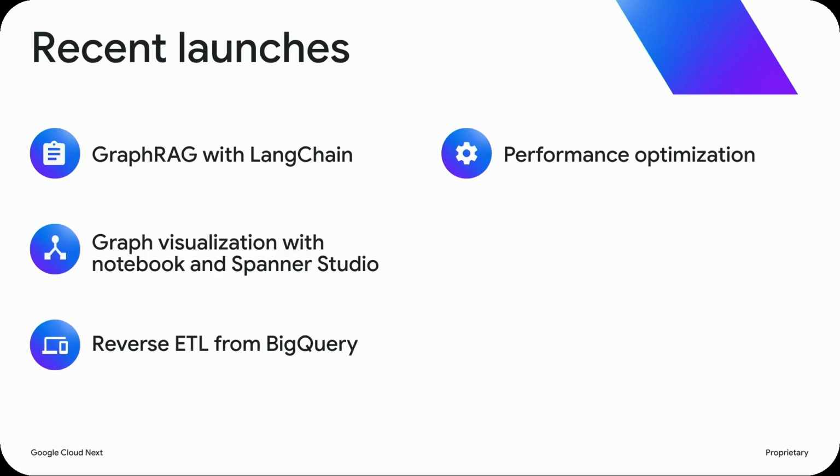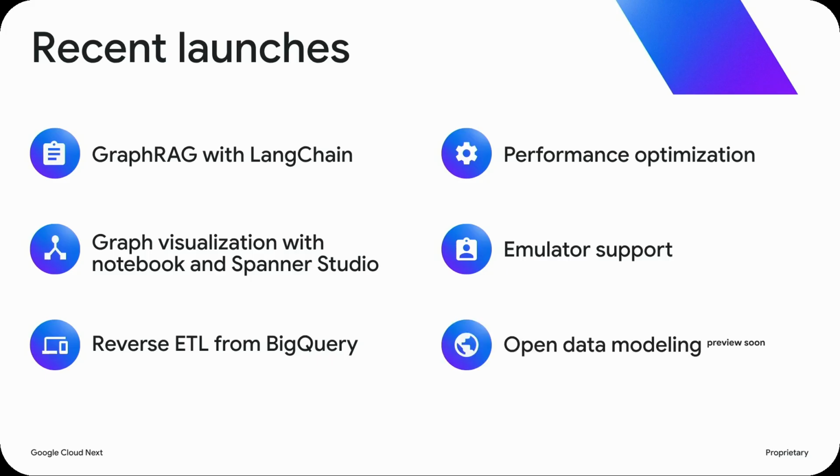Performance optimization is a never-ending journey, because graph is about relationships. You want to traverse deeper and deeper to find more and more things, so we are always tuning our performance. Emulator: you want to test your things before release, and graph is now supported in the Spanner emulator. The last item is something we're going to enter preview for very soon.